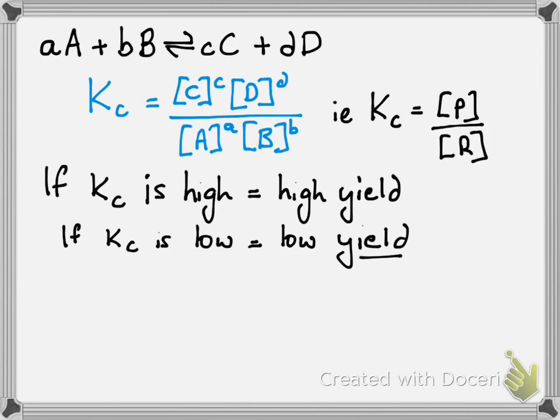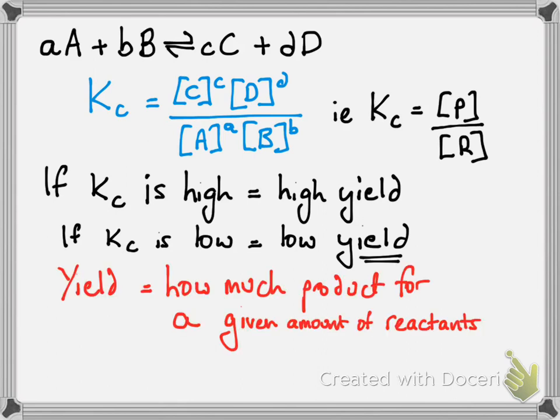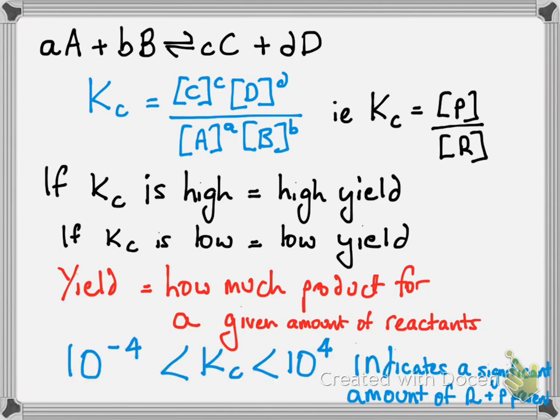So if the value for Kc is high, it means you get a high yield. If it's low, it's a low yield. What is yield? It's how much product you get for a given amount of reactants. So if Kc is somewhere between 10 to the negative 4 and 10 to the positive 4, it indicates that there's a considerable amount of reactants and products available, so the reaction is considered to be at equilibrium.